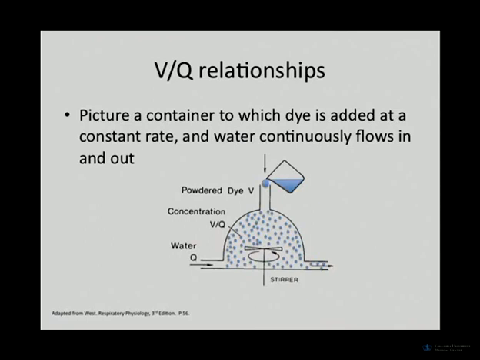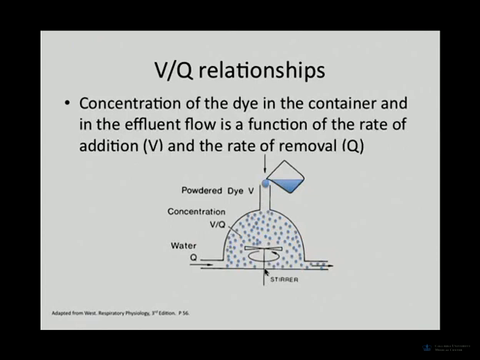So picture this contraption, which has some fluid flowing through it. It's a chamber, has a little mixer in it, and fluid is continuously flowing through it. Make that fluid water. And we're going to continuously add little drops of a powder dye to it. So there's flow, and when we're adding this substance, the concentration of this dye is going to be a function of how fast you're adding it and how fast you're washing it away.